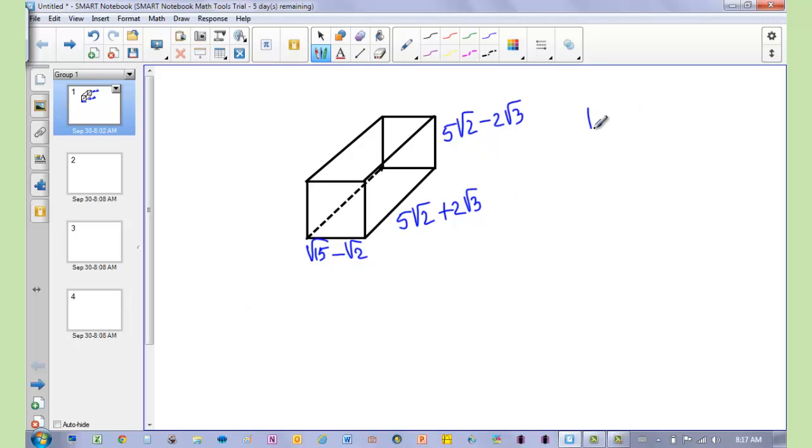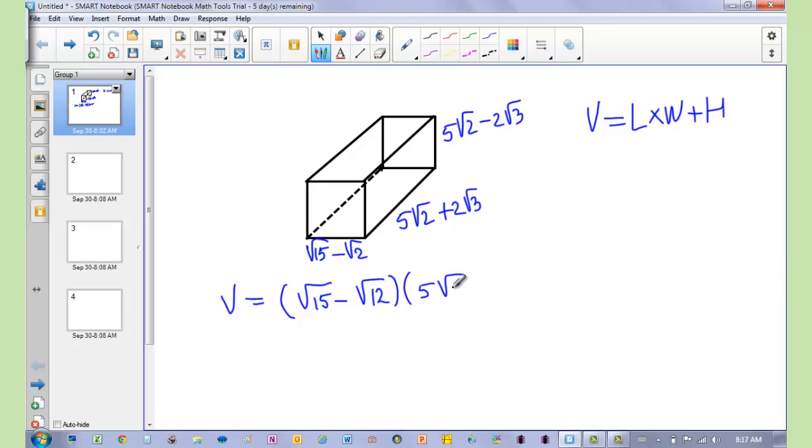So volume, the formula for volume, we know it's length times width times height. Well, let's express it for our prism. The volume is radical 15 minus radical 12 times 5 radical 2 plus 2 radical 3 times 5 radical 2 minus 2 radical 3.